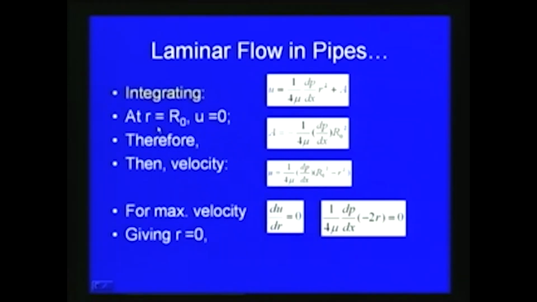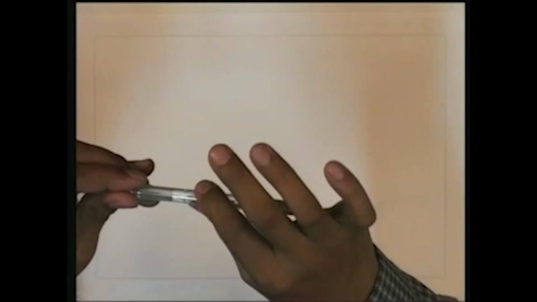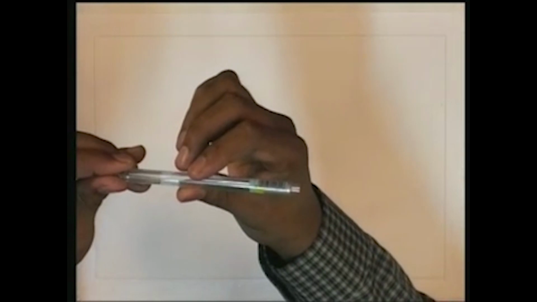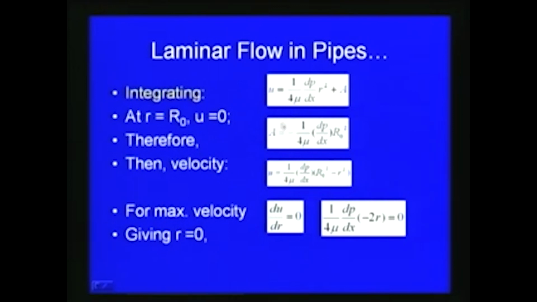When the flow takes place, the fluid is passing through the pipe. Due to the no slip boundary condition on the boundary of the tube or the pipe, we can assume the velocity as 0. So, at r is equal to r 0, on the boundary of the tube or the pipe, we get u is equal to 0. Once we substitute back, we get the constant of integration a is equal to 1 by 4 mu dP by dx into r 0 square.